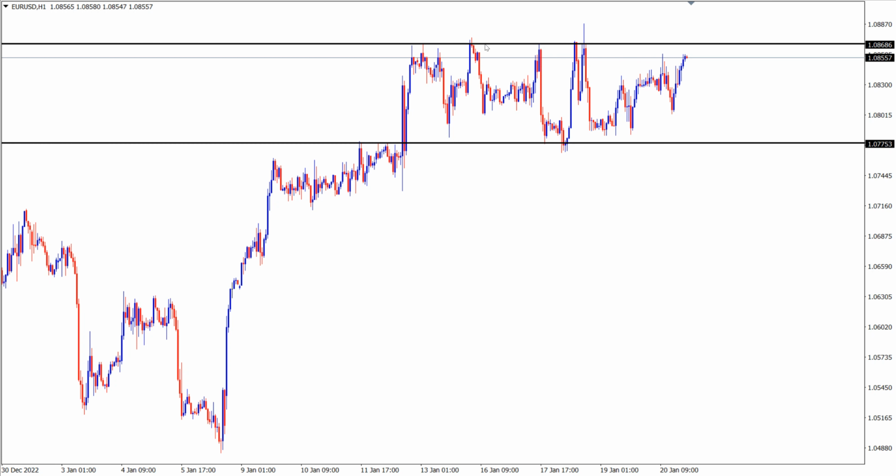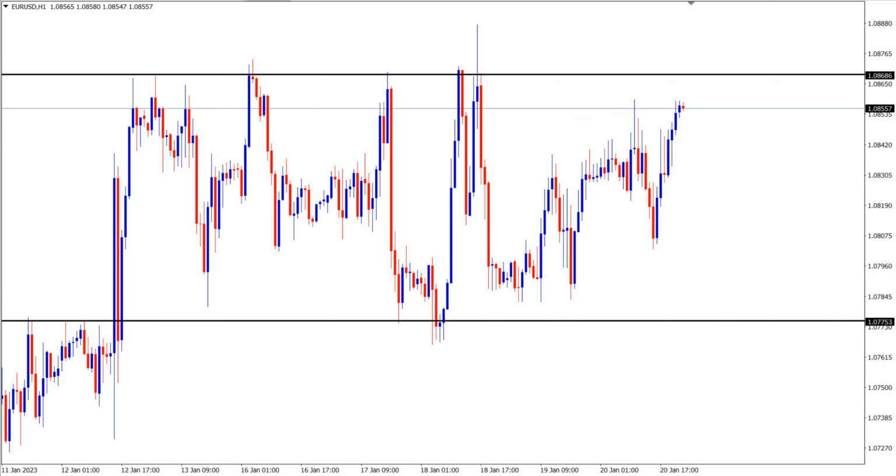Already it went around 5 to 6 times, just touching the support and resistance level. It means there is a lot of accumulation actually happening in this resistance and support area. So let's wait for the confirmation of breakout from this range to see some big movement in euro dollar.